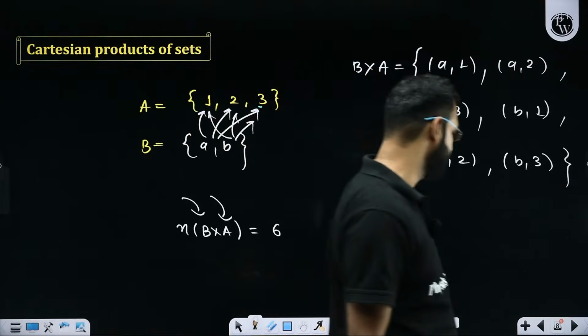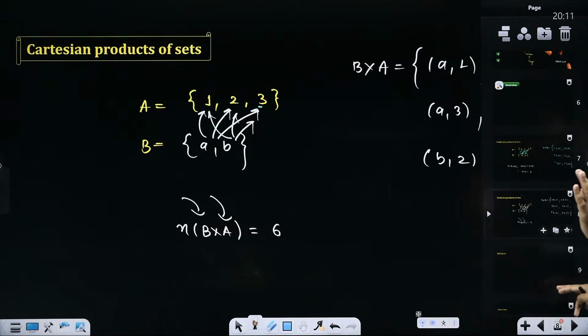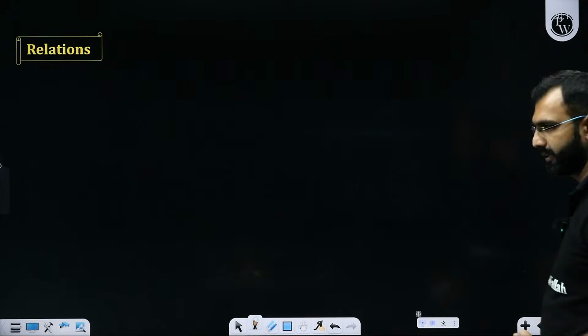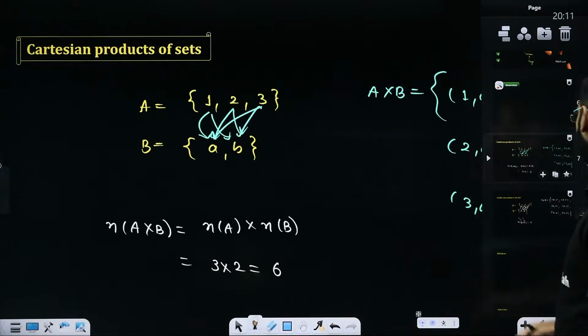Excellent. Keep it up, students. That's brilliant. So I hope first of all, you're able to understand the meaning of the term Cartesian product. Yes or no? Did you all get it? Everybody got it.